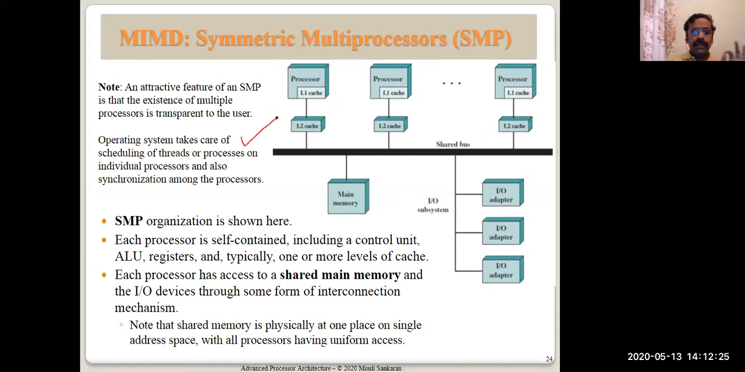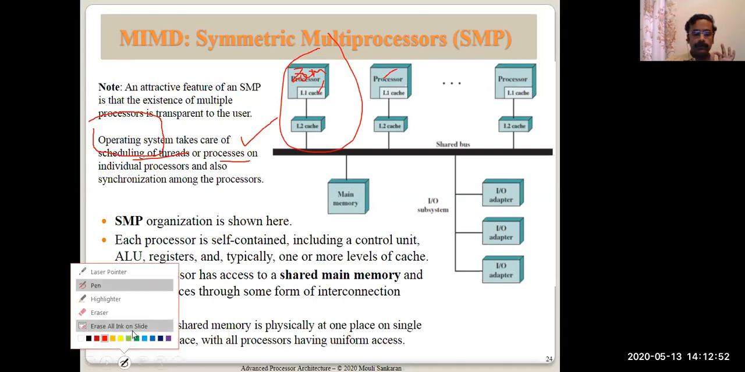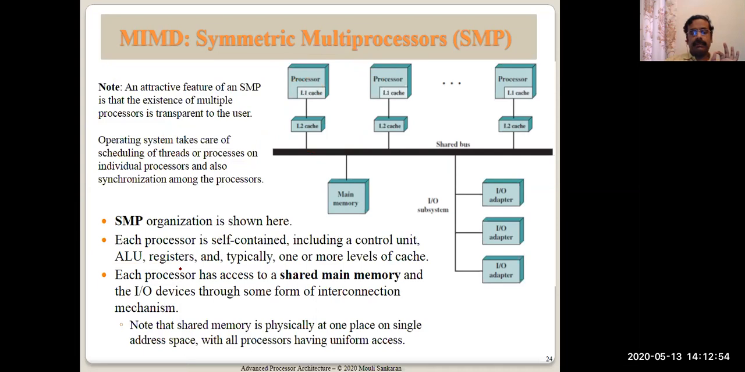So the operating system takes care of scheduling the threads or processes on individual processors. We don't have to worry about it. That is the job of an SMP enabled OS. It is the job of the OS to take care whether Zoom is running on this core or another core. For some time it may be running, later on it may decide to run it on a different core. That is the OS decision. That is called an SMP system.